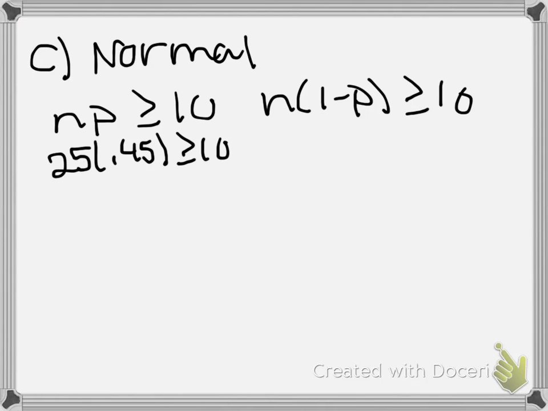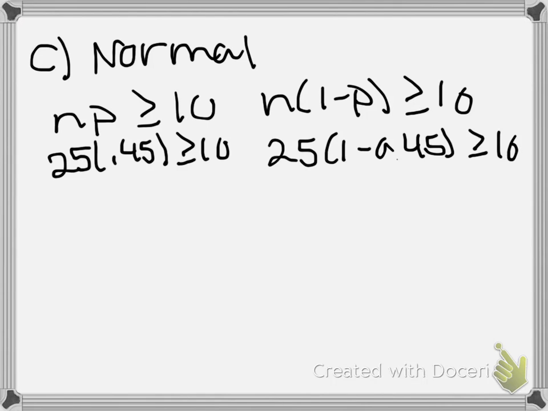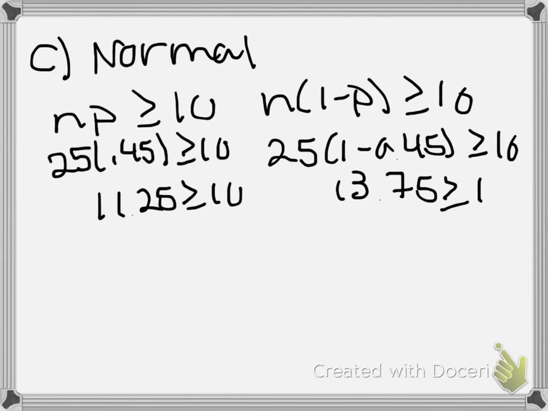And then we check 25 times 1 minus 0.45. Is that greater than or equal to 10? They both hold. The first one is 11.25, which is greater than or equal to 10, and the second one is 13.75, which is greater than or equal to 10. This condition now allows us to use that normal model.